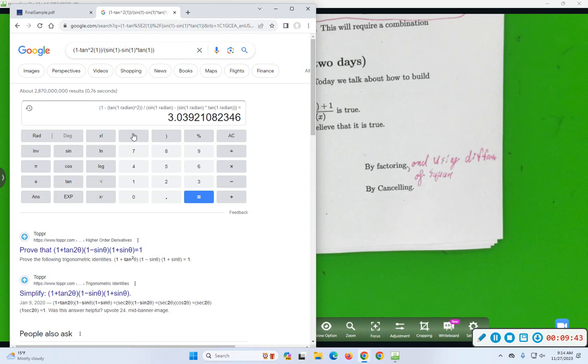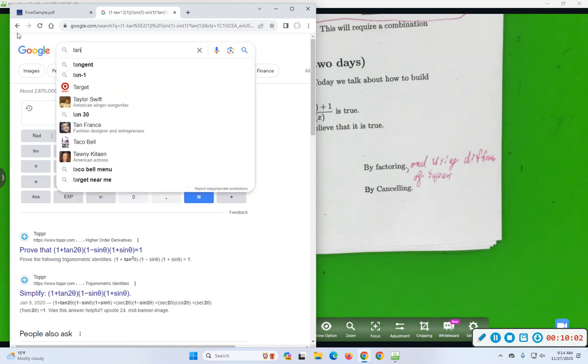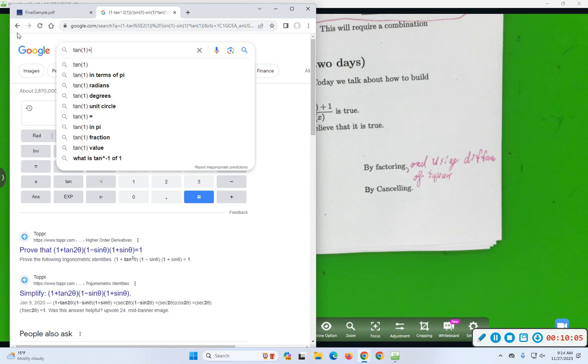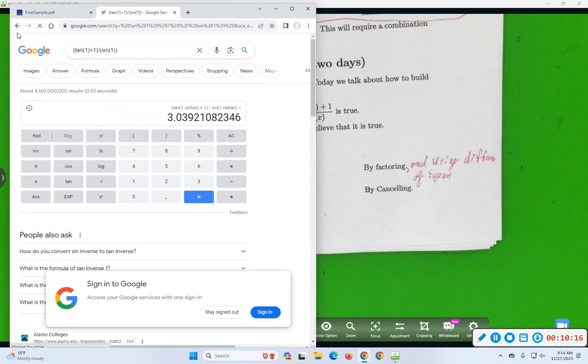Did I type everything incorrectly? Any silly typos? 1 minus tangent squared, and all of that's in parentheses, so it's all the numerator, sine minus sine times tangent, plug in 1. Okay. Let's also check tangent of 1 plus 1, parentheses matter. So I want all of that to be the numerator, divided by sine of 1. I guess those outer parentheses don't really matter. That's the same number? Awesome. So at least plugging in 1 says that these two things look equal.